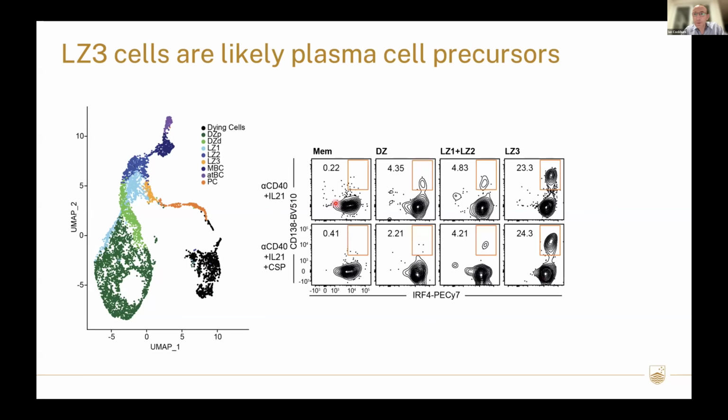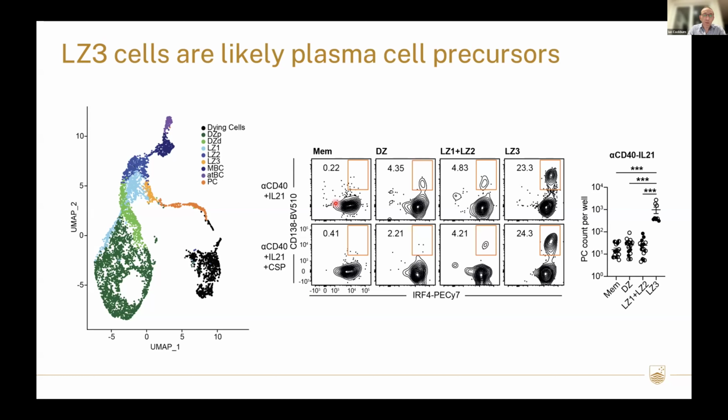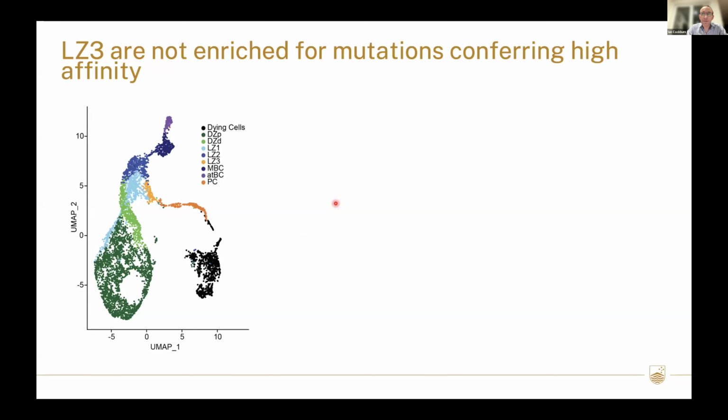And finally, based on the fact that they expressed more CD40 ligand than ICAM1, we were able to sort these cells and show that they preferentially differentiated into plasma cells in vitro. So the question then was, do they have higher affinity than all the other cells in the germinal center? Are they therefore enriched for all these affinity-increasing mutations that we've identified in the phylogenetic analysis? And the answer, perhaps surprisingly, was no.